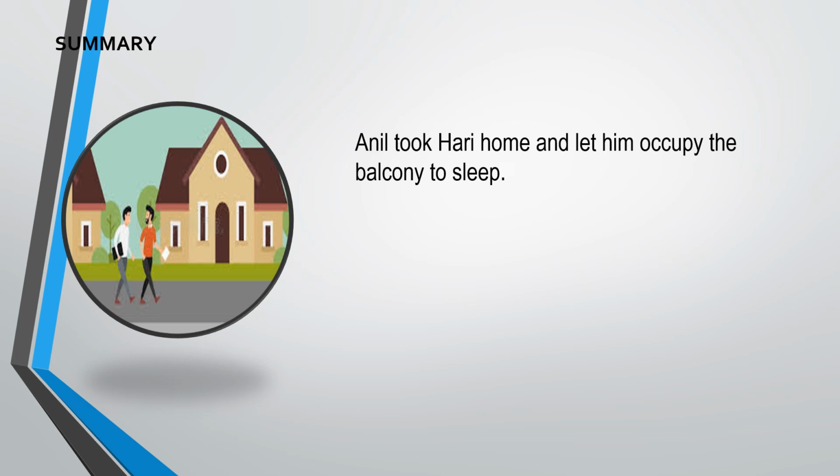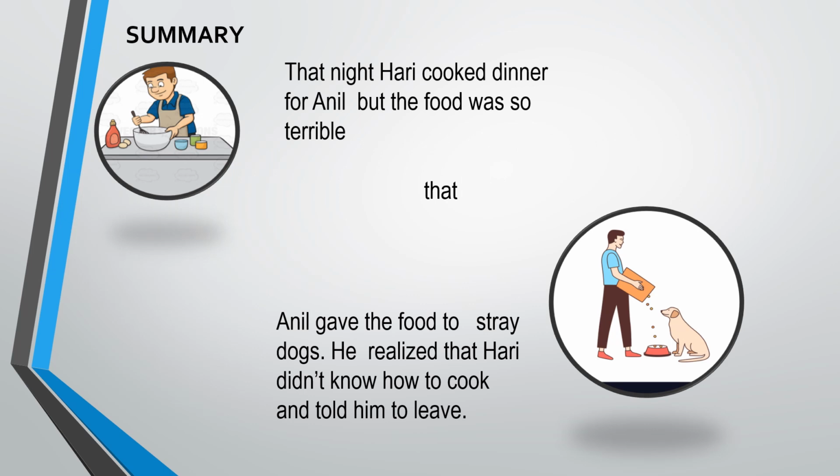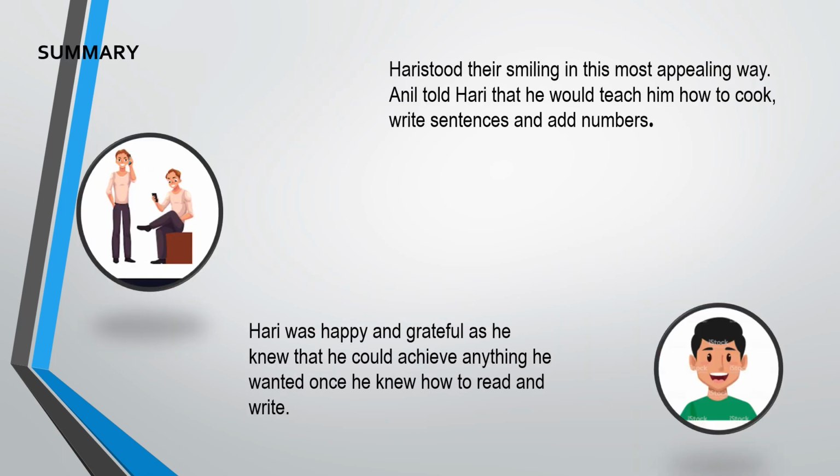Anil took Hari home and let him occupy the balcony. So he gave him a space in his house. He gave his balcony to be there and to sleep. That night Hari cooked dinner for Anil, but the food was so terrible that Anil gave the food to stray dogs. He realized that Hari didn't know how to cook and told him to leave. But Hari stood there smiling.